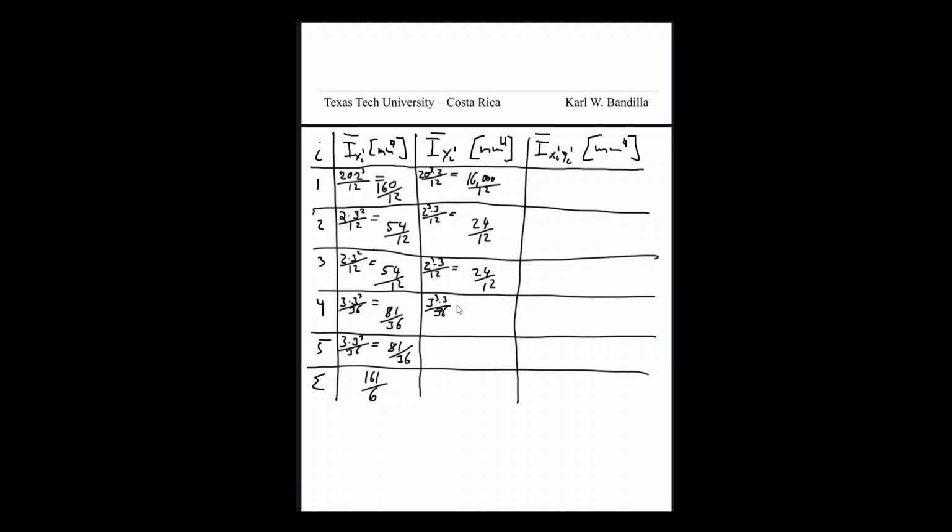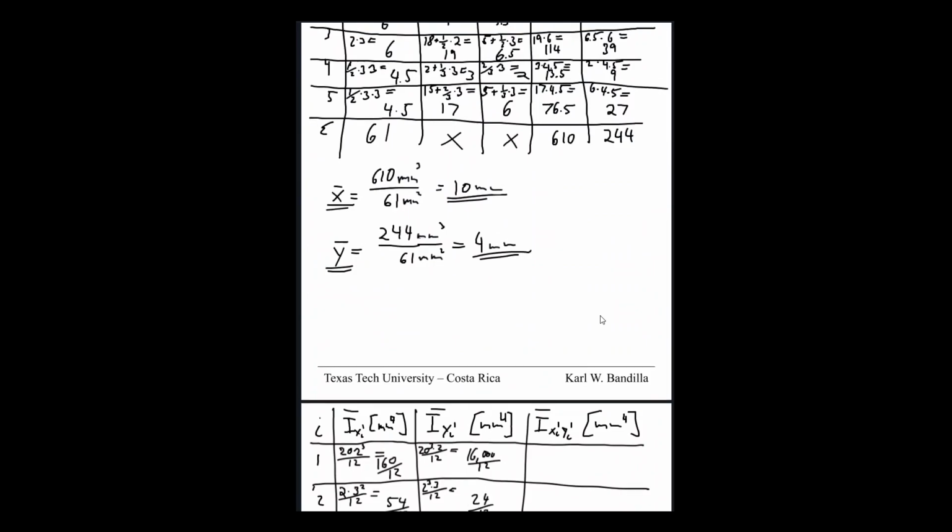Then we get, well, here it doesn't matter because they're both 3 over 36. 81 over 36. And then same here. 3 to the 3rd times 3 over 36. 81 over 36. And that, if I simplify it, is 8,051 over 6.